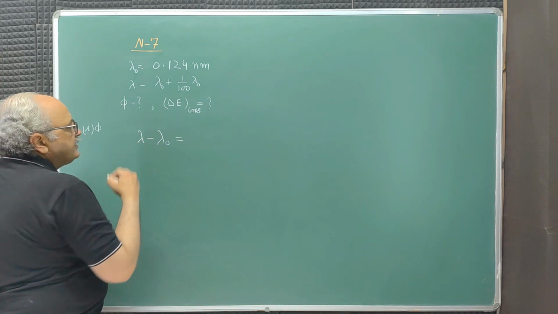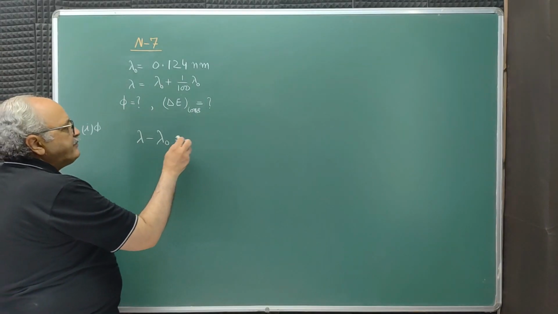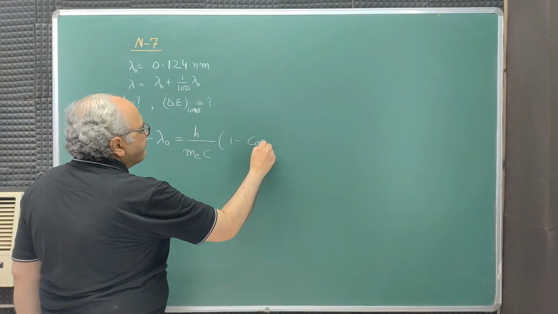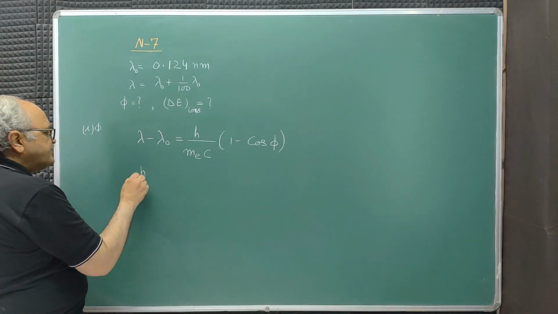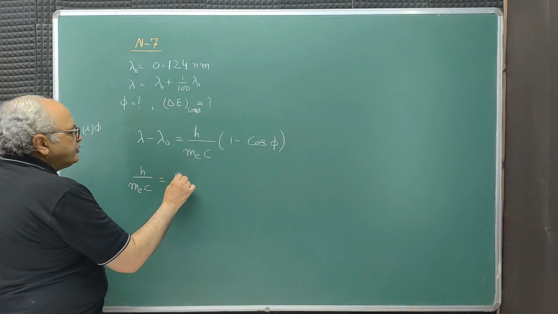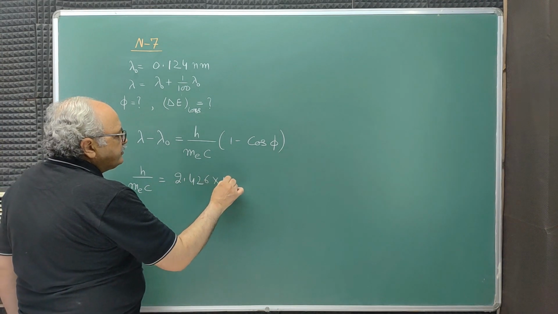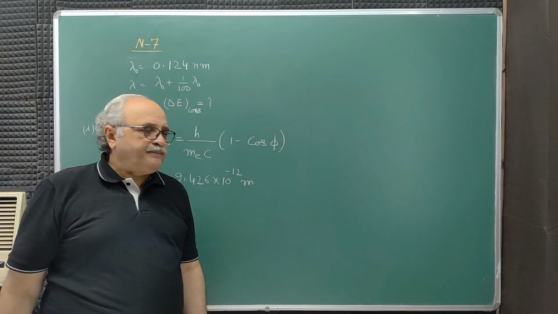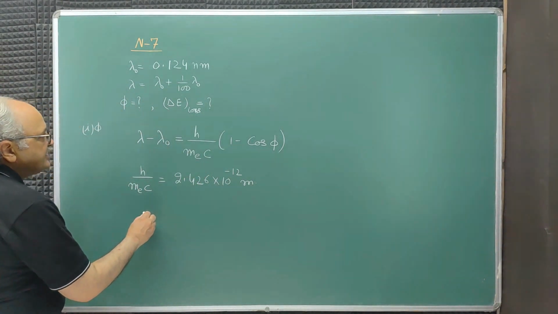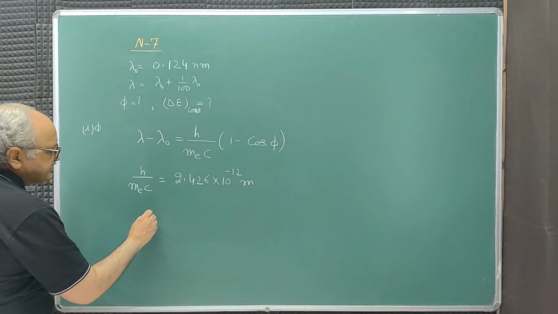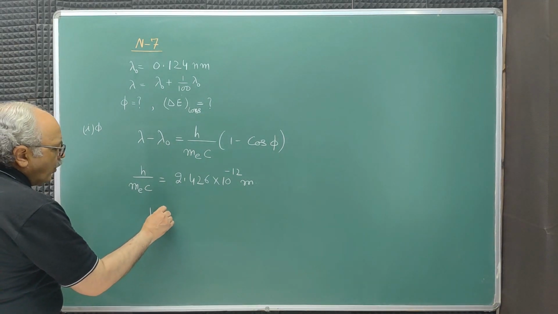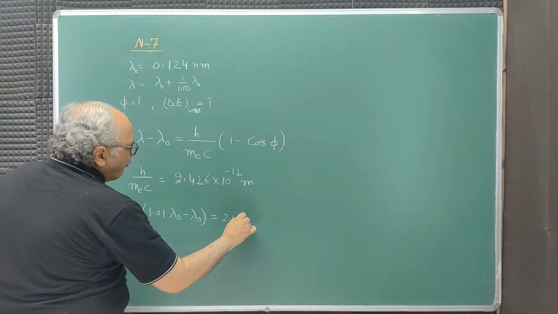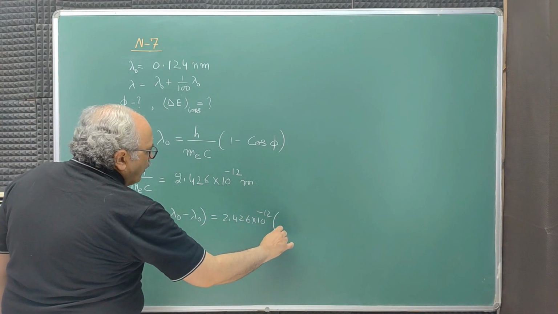Write the Compton relation, that is lambda minus lambda 0 is equal to h divided by m of electron c, 1 minus cos of phi. This constant h divided by m c has a value 2.426 × 10 to the power minus 12 meter, and we can make use of this directly. So in order to find this, we can write the change, that is 1.01 lambda 0 minus lambda 0 is equal to 2.426 × 10 to the power minus 12, 1 minus cos of phi.